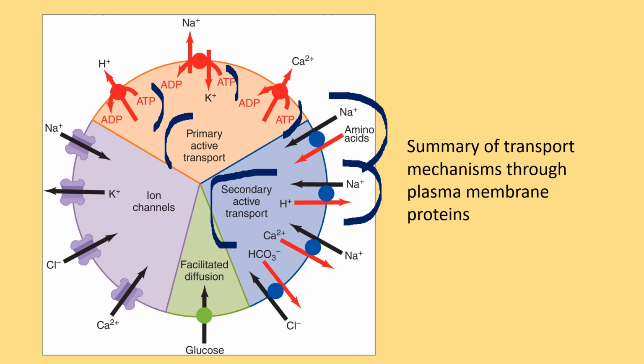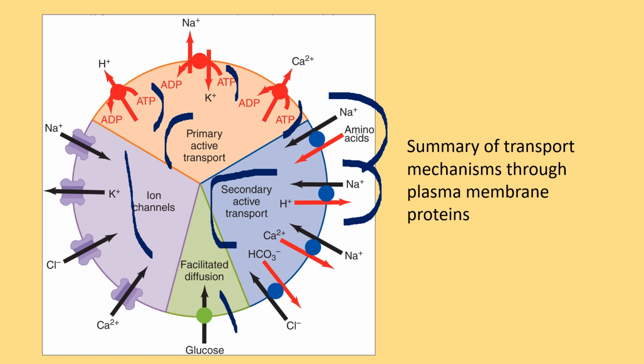So ions are obviously charged. Ions cross the plasma membrane through protein ion channels. And then glucose is passing through a transmembrane protein. Sometimes that's called a glucose transporter or a glucose carrier.